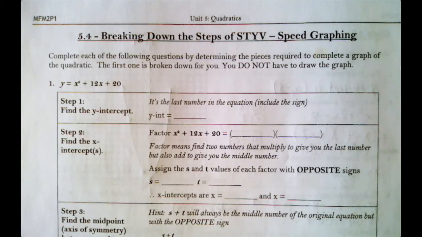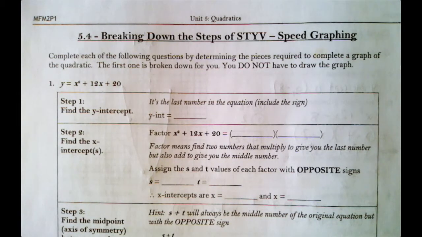Okay, welcome to lesson 5.4, and we're back with the STYV method of graphing. We're going to work through graphing 4 more quadratics, but in the interest of just working through the math, we're not actually going to create the graphs. We're just going to go through the steps 4 times. And then there's some graphing practice after that you can try, and then check your answers on the course website, of course. So let's get started.